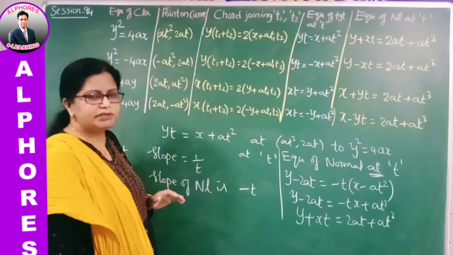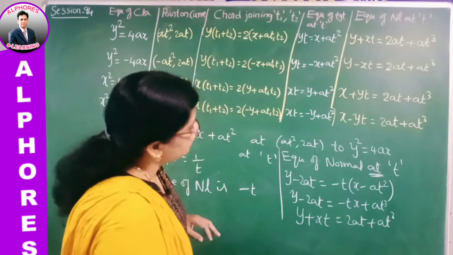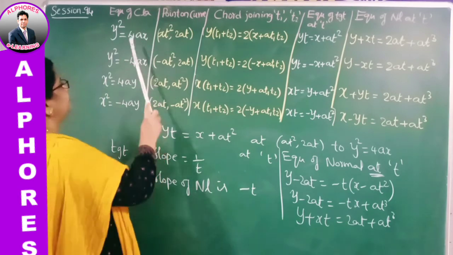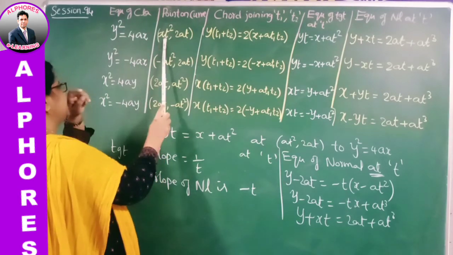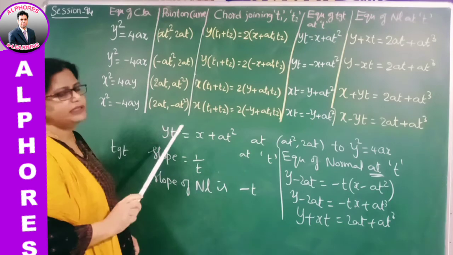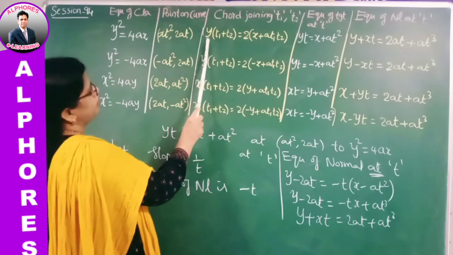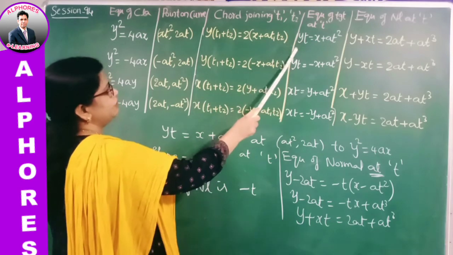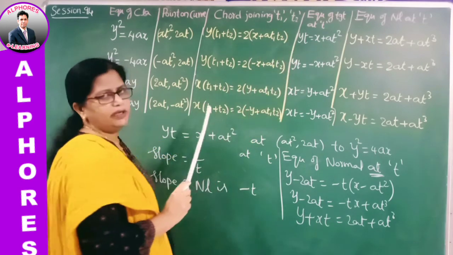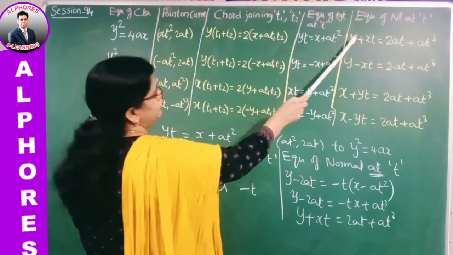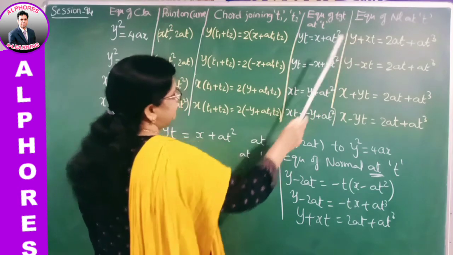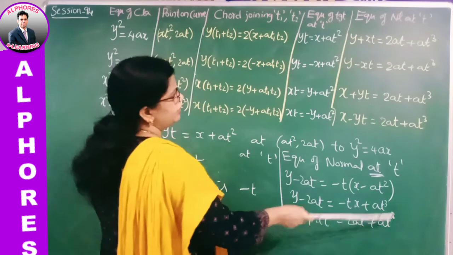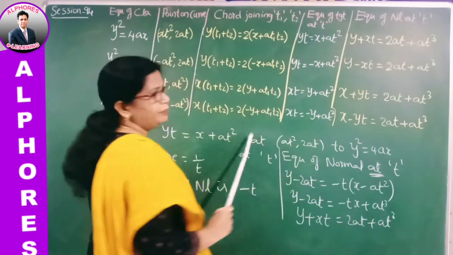Now let us have a glance, students, at all these values for the different parabolas. For y square is 4ax, this is the parametric coordinates for this curve. This is the chord joining two points, which we wrote already, and this is the equation of the tangent exactly at the point t. Then what about the equation of the normal? Just now we observed it is y plus xt equal to 2at plus at cube.